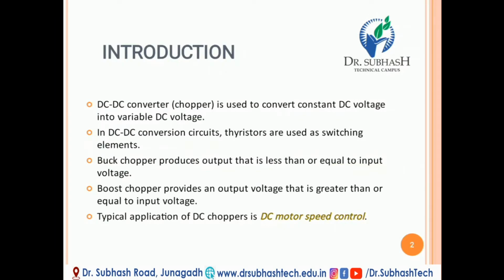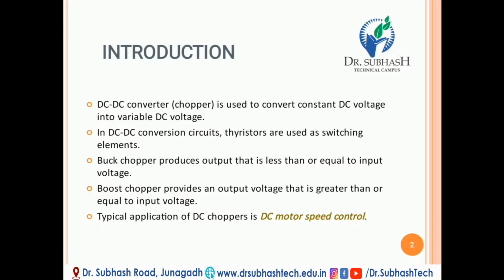So today we can discuss the DC chopper circuit. A basic DC chopper is nothing but a DC to DC converter. The DC chopper circuit is used to convert a constant DC voltage into a variable DC voltage. The input is a constant DC voltage and we get a variable DC voltage as output, right? This can be done by using a thyristor that works as a switching element.